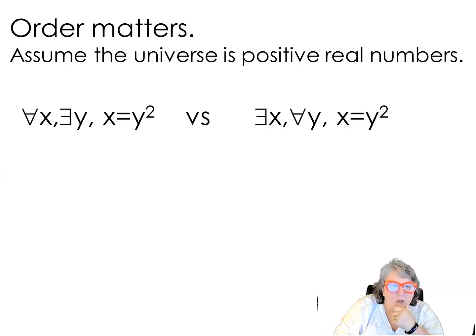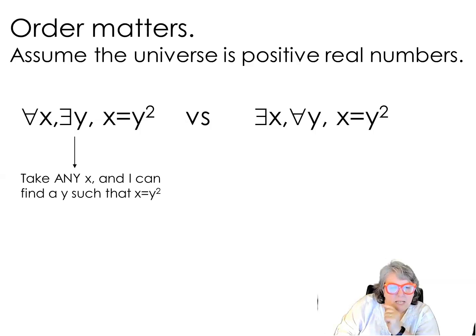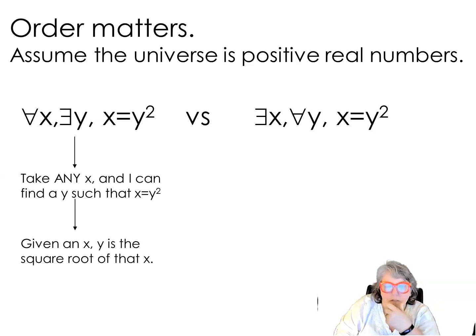Consider the statement, for all X, there exists a Y such that X is equal to Y squared. Assume we're in the positive real numbers. Versus there exists an X such that for all Y, X equals Y squared. Now let's look at this first statement over there. This means take any X and I can find a Y such that X equals Y squared. Well, since we're in the positive real numbers, I can do that. If you grab an X and throw it to me, I'll just choose Y to be the square root of that. So this is true.